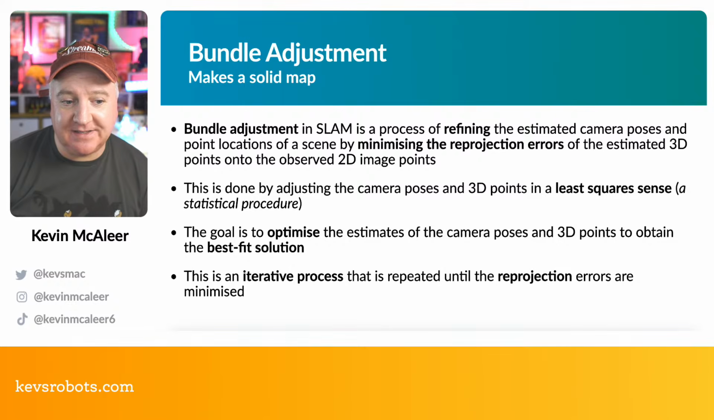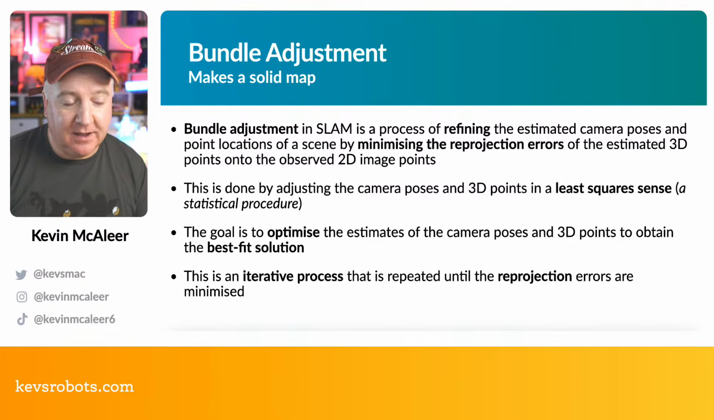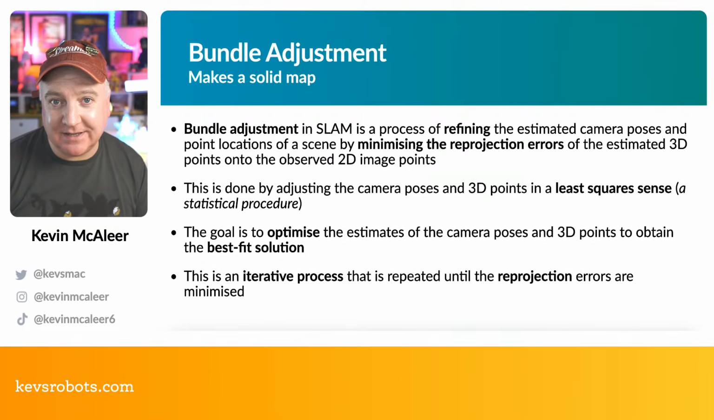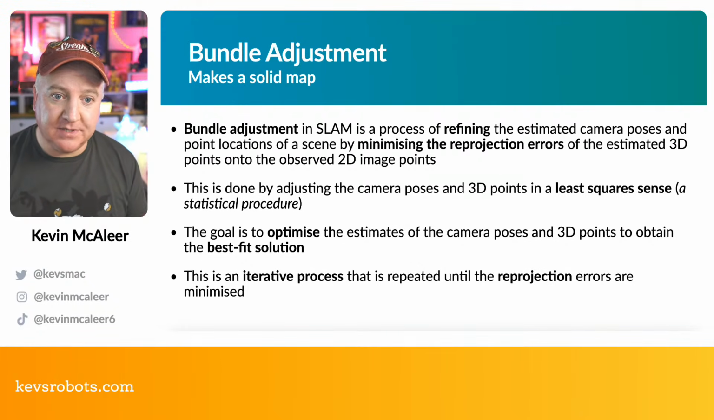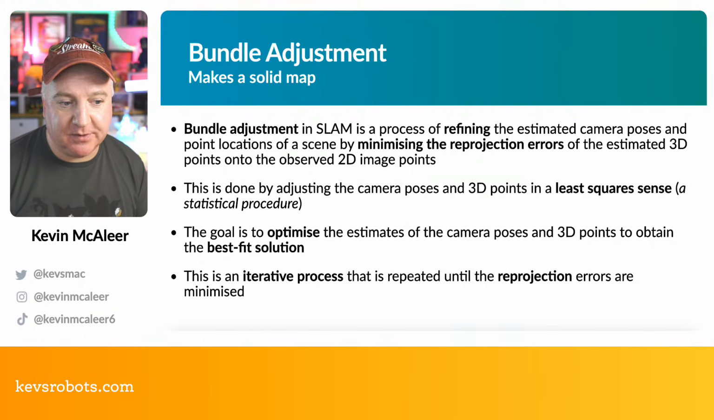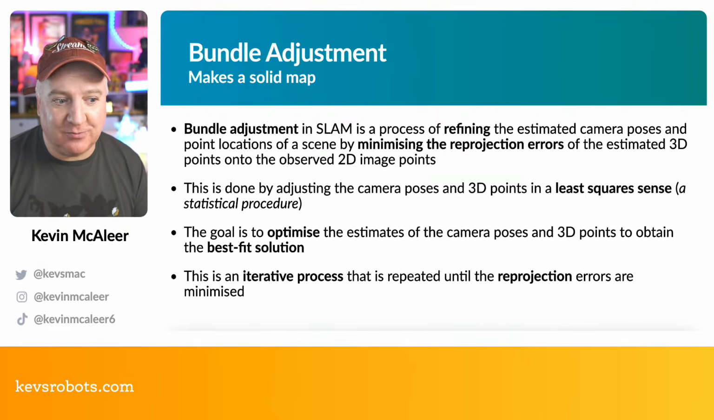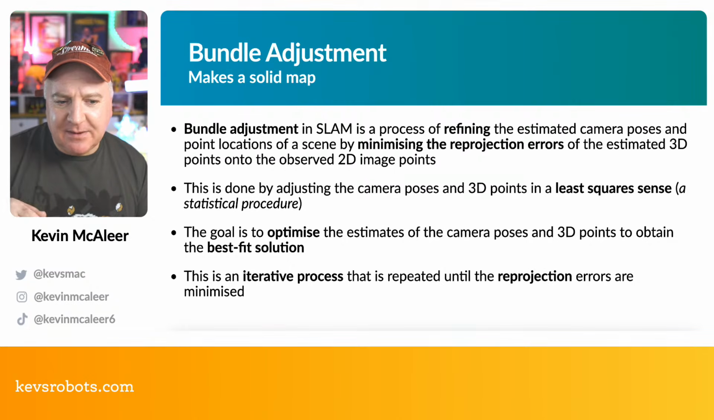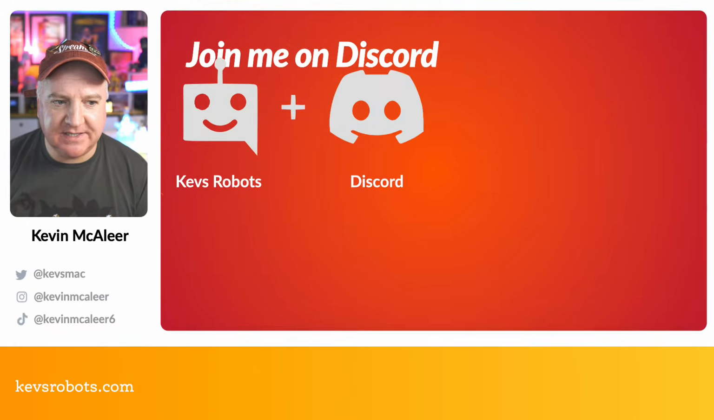So the goal is to optimize the estimates of the camera's position, the robot's position, and the 3D points, to obtain the best fit solution. These kinds of things, mapping and route planning, are quite advanced robotics topics because better and better algorithms are continually being developed. It's quite a task to keep on top of these. But there are quite a few that you can just treat as black boxes within ROS, trust that they work, and reap the benefits. It's an iterative process. It'll keep doing that until the reprojection errors are minimized. So it just happens behind the scenes.